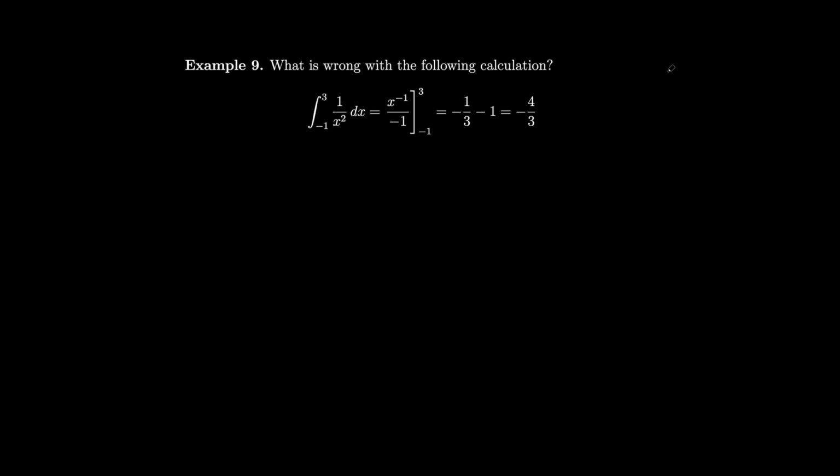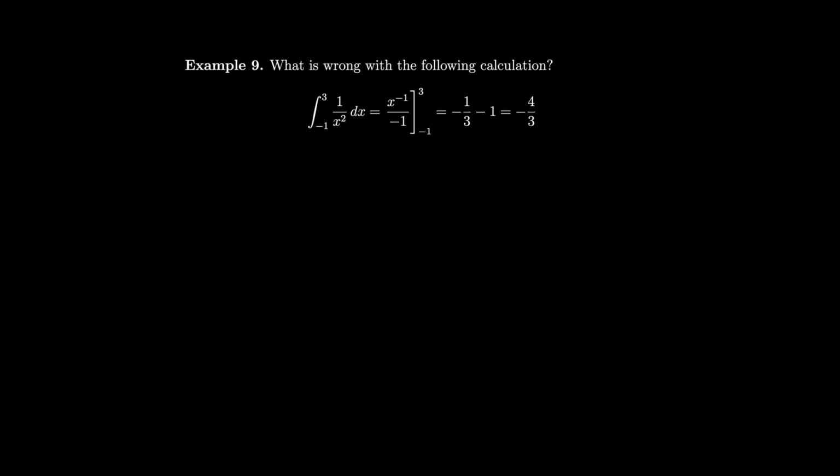Let's see what's wrong with this calculation. Well, we've got the integral of 1 over x squared dx. So that's x to the minus 2. So an antiderivative is definitely x to the minus 1 over minus 1, so that's good. We evaluate from minus 1 to 3, so that's good. Plugging in 3, we get minus 1/3, because when you plug in 3, it becomes 1/3 with the minus sign. Then minus 1 is 1, so minus 1/3 minus 1 is minus 4/3.